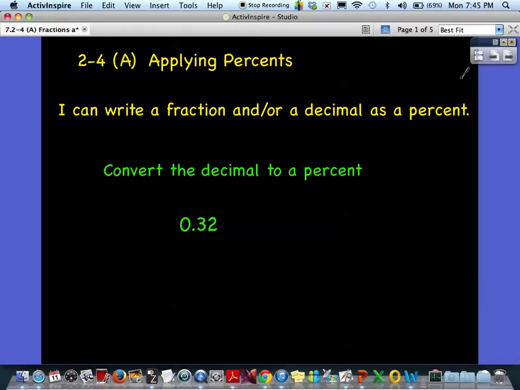Alright, so this is the first video for applying percents, and your job is to write a fraction and/or a decimal as a percent. So here's the first problem we're going to do. How do we turn this decimal into a percent? Well, this is 0 and 32 hundredths. Something to point out, the percent symbol actually means hundredths. So that makes our lives pretty easy. It also means out of 100.